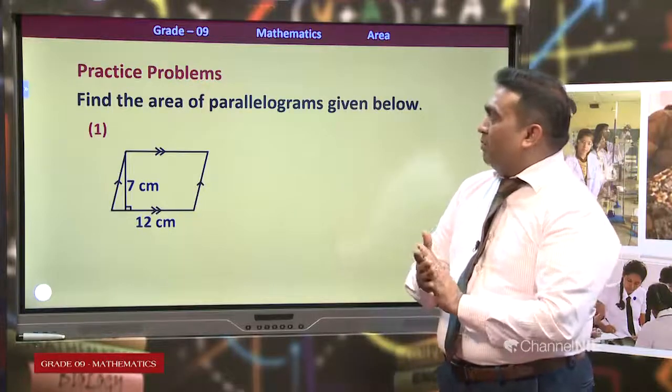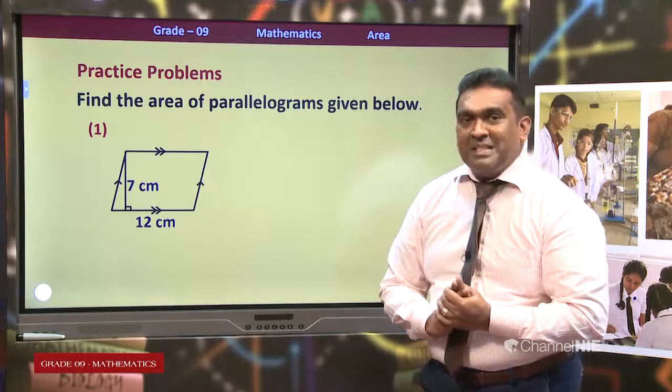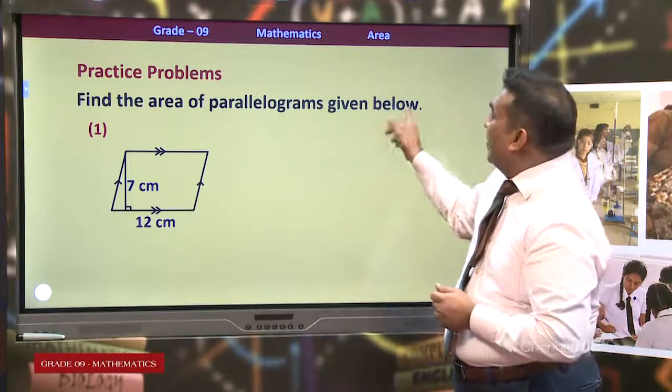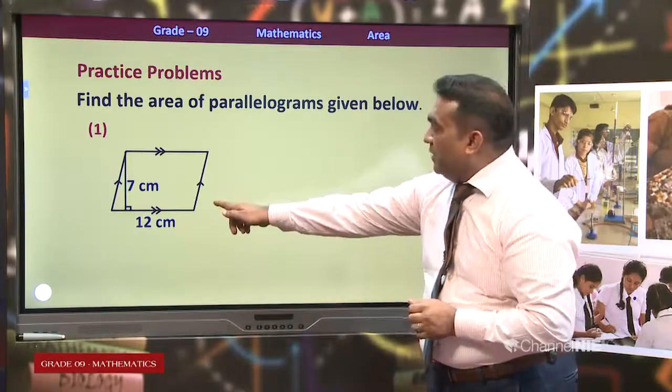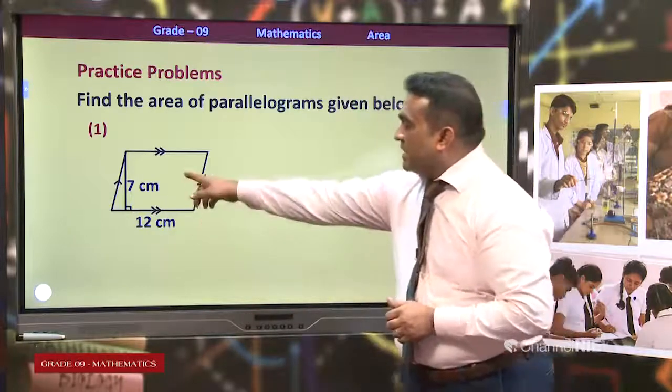Now practice problems. We are going to practice the concept. Find the area of parallelogram given below. There are so many parallelograms. Then first one, you can see 12 centimeter, 7 centimeter.